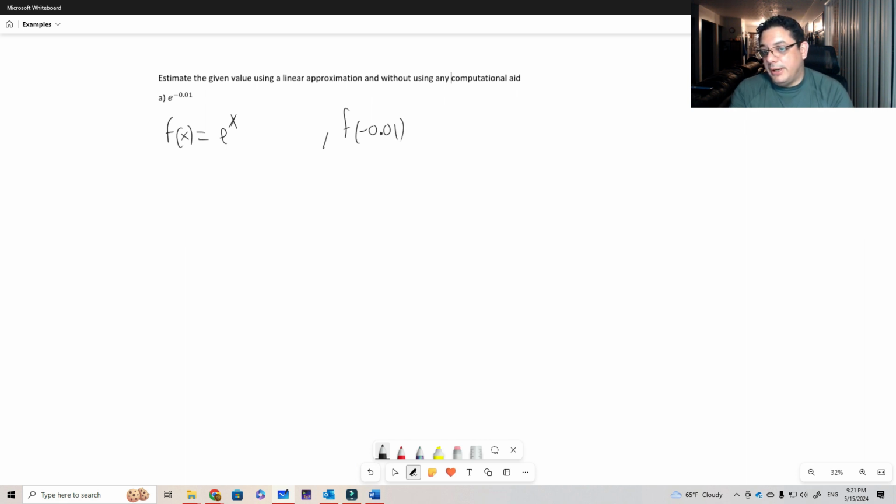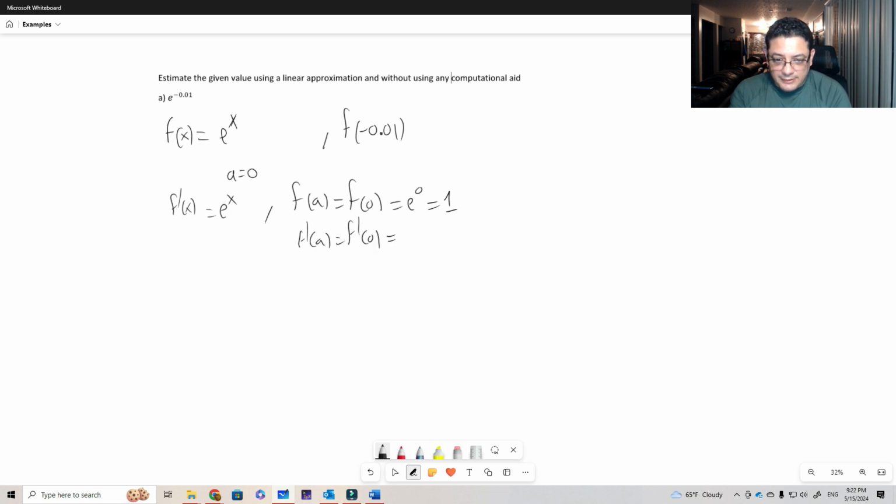Now this number is close to 0, it's super close to 0. So we could use a equals 0. Let's compute what we need. We have f prime of x is just going to be e to the x as well. And we have that f of a, which is f of 0, is e to the 0, which is 1. And f prime of a, which is f prime of 0, is also e to the 0, which is 1.